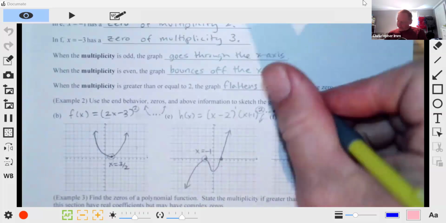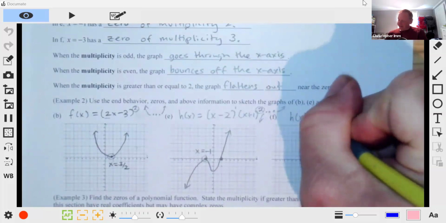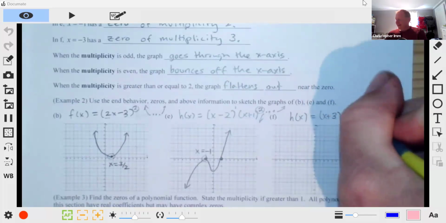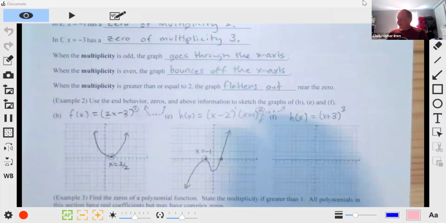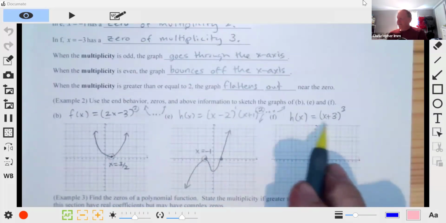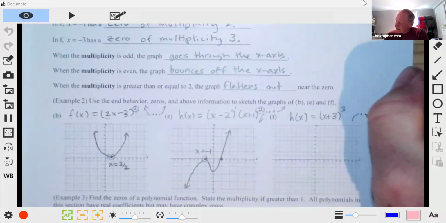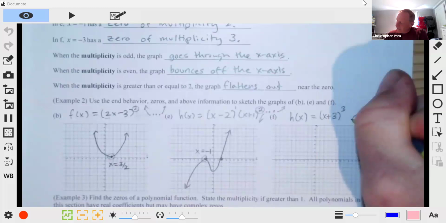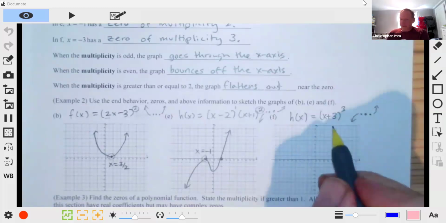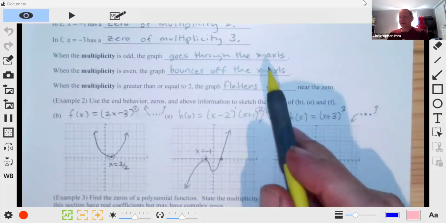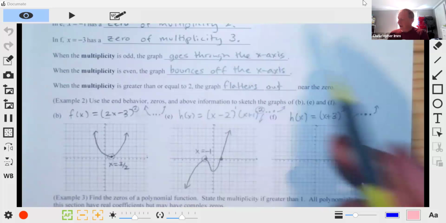Finally, f of x, or f, was h of x is equal to x plus 3 cubed. So these all sort of had the similar end behavior in terms of the function being a positive leading coefficient, and this one has an odd degree. So the end behavior is going to look just like number 2 there, the last one. And there's only going to be 1 zero repeated 3 times. So this one, the multiplicity is 3, which is odd. So it's going to go through the x-axis.